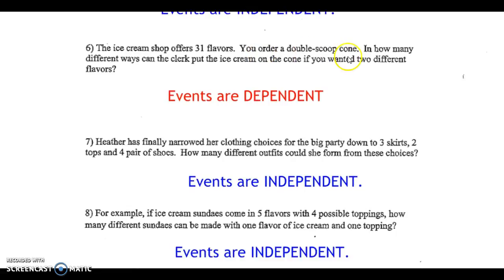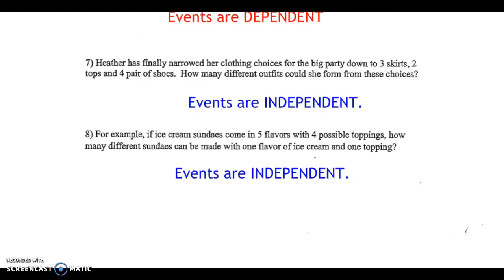You can tell that you wanted 2 different flavors. So if you choose one flavor, let's say you choose vanilla, the next choice, the next event, the choice is going to be different because you are not able to choose the same flavor. You can only choose 30 flavors. But everything else, it should be independent events.